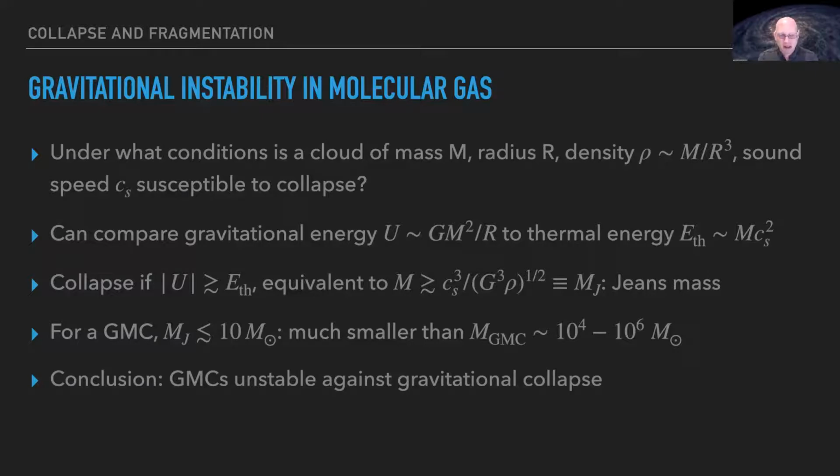Jeans mass. Now, if we plug in the typical density of at least 100 per cubic centimeter you find in a giant molecular cloud, and you put in the sound speed that you expect in gas at a temperature of 10 Kelvin, what you find is that this mass is of order 10 solar masses. It's much smaller than the 10 to the 4 to 10 to the 6 solar masses of the giant molecular cloud. So the conclusion you're driven towards is that thermal pressure is insufficient to hold up giant molecular clouds against gravity. They should start to collapse.